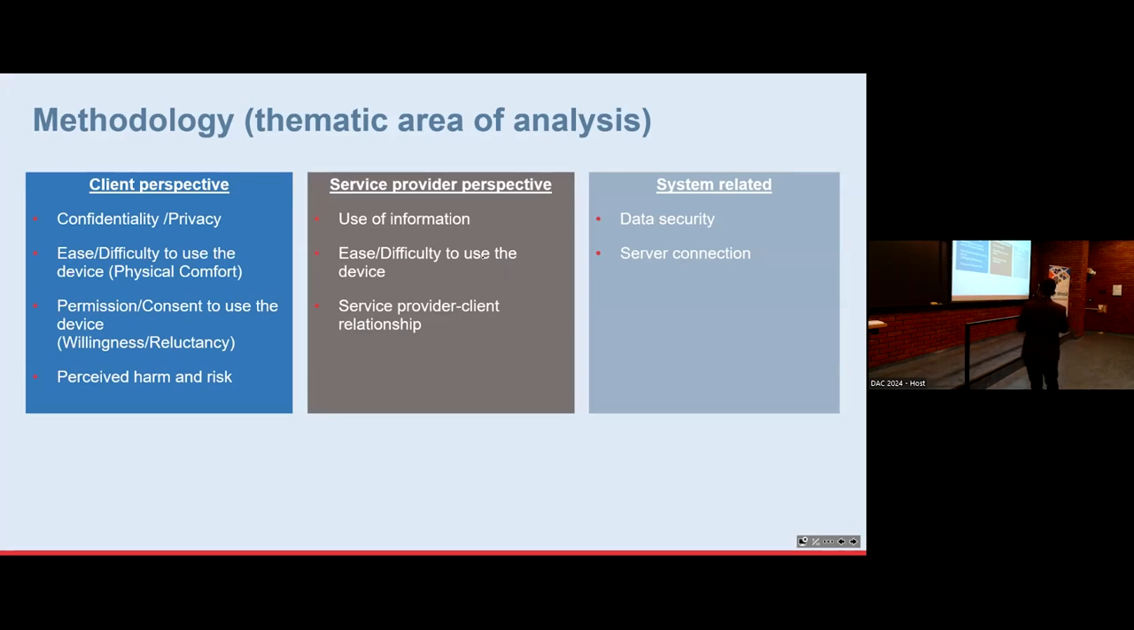These are the basic thematic areas for analysis. We analyzed the feedback in three thematic areas: from the client perspective, confidentiality and physical comfortableness, willingness and reluctance, and perceived harm and risks are the main domains for the analysis. Similarly, we have another thematic area to collect feedback from service providers: use of information, the difficulty or ease of using the device, and service provider-client relationship are the major domains. And the system-related domains thematic area is another one for the analysis.